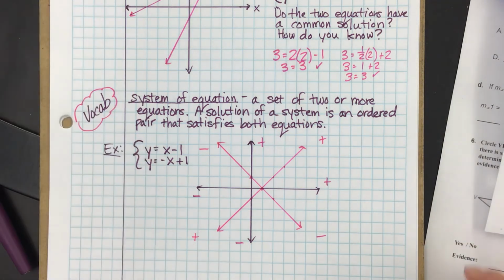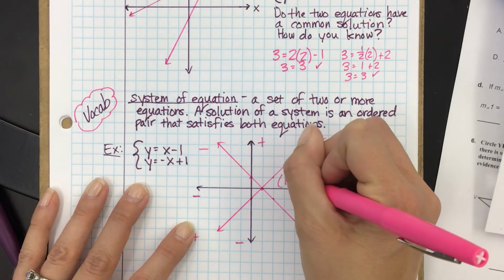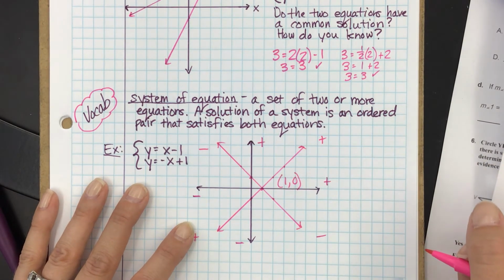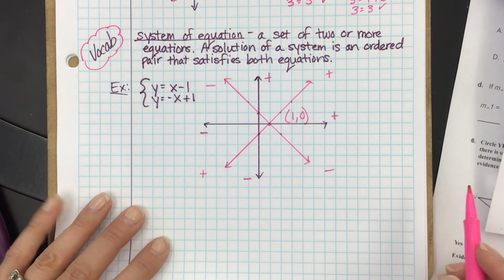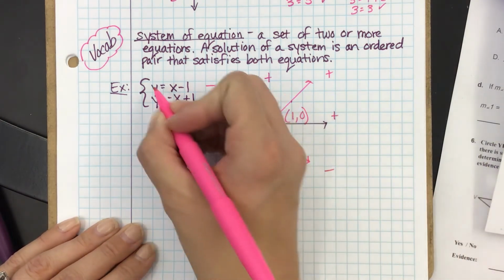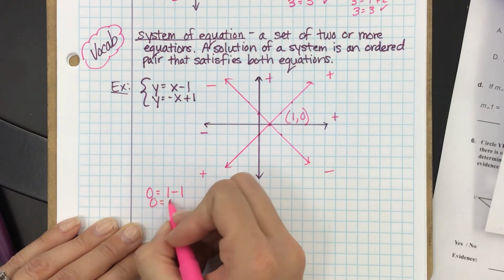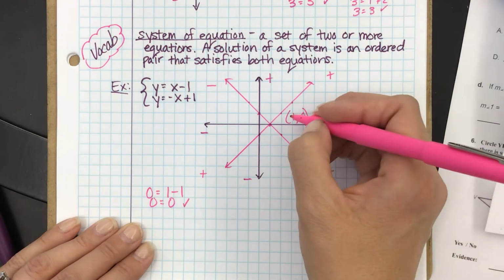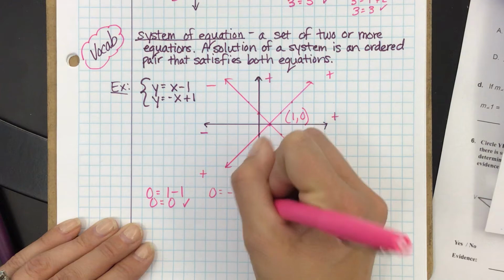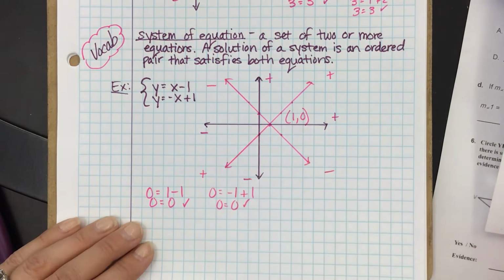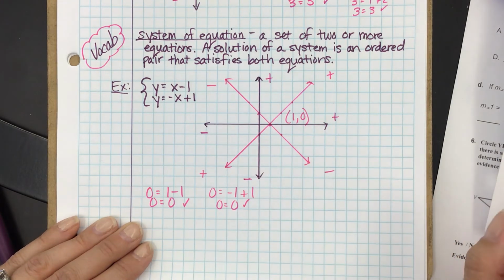Okay, so it looks like my solution here is going to be the point (1, 0). My x is 1, my y is 0. And I just need to confirm that by plugging it into both equations. So I'm going to plug 0 in for x and 1 in for y. So that's good. I'm going to plug in 1 for x here and 0 for y there. And that's also good. So you can confirm that this is in fact the solution to the system of linear equations.